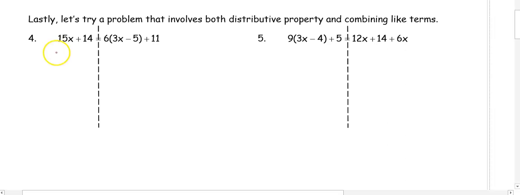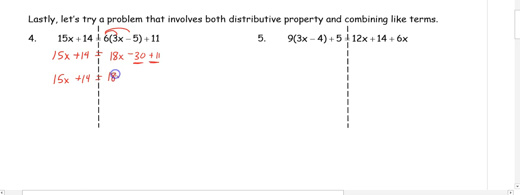So in number 4 on the left-hand side, we're just going to rewrite 15x plus 14. On the right-hand side, there's a set of parentheses. So we're going to distribute the 6 only to what's in the parentheses. We're going to leave the 11 alone. So we get 18x minus 30 plus 11. Now, -30 and 11 are both constants, and they're like terms that can be combined together. So we get 15x plus 14 equals 18x minus 19, because -30 plus 11 is -19.